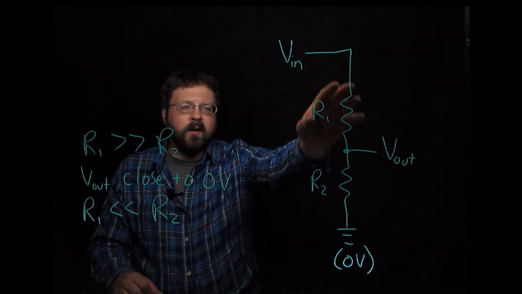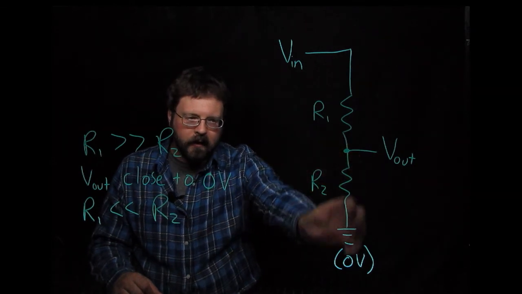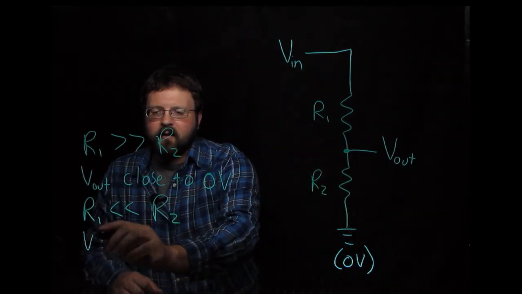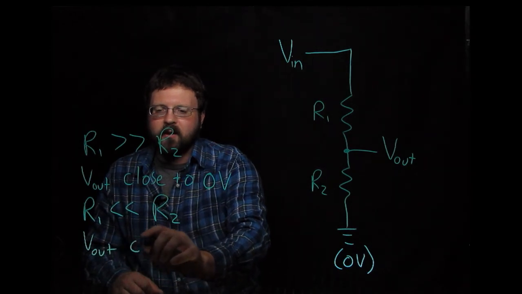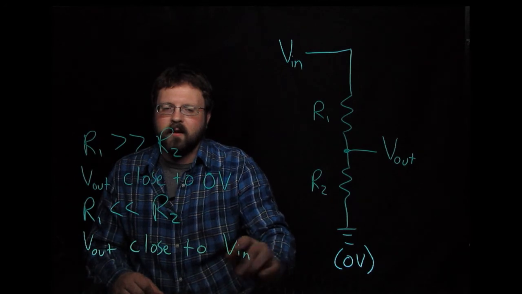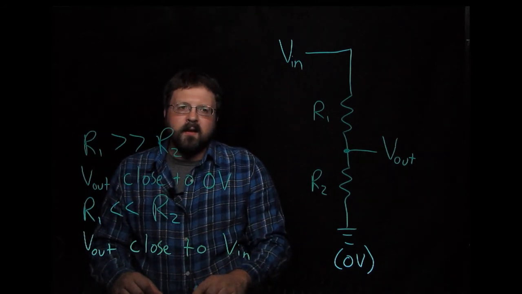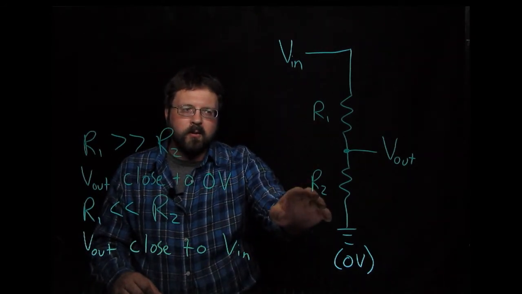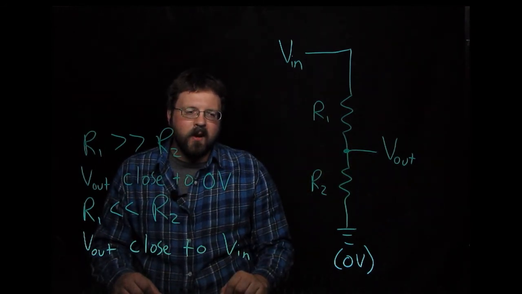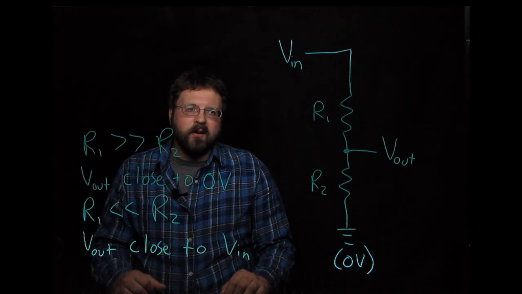If, however, R1 was much, much less than R2, what that means is we start at the top of the water tower, we go down just a little bit, and then we go down a lot to get back to ground. In that case, Vout is going to be close to Vin. And again, if R1 and R2 are equal to each other, then Vout will be half of Vin. So these are the basic ideas of a voltage divider.